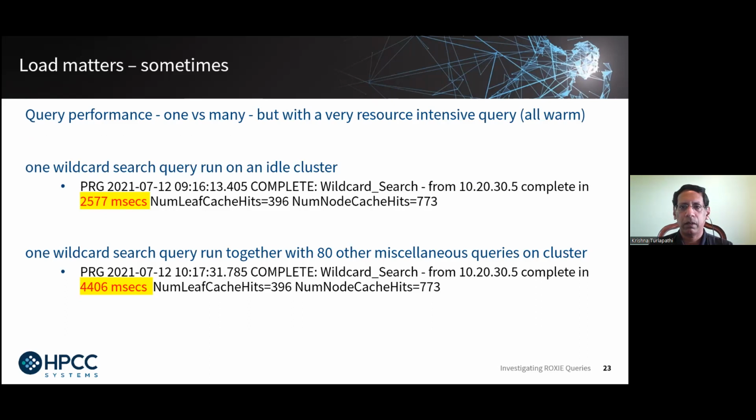Now, let's take a look at how load impacts the query performance for resource-intensive queries. When you run a single wildcard search on an idle cluster, let's say your query completes in 2500 milliseconds. Now, if you run the same wildcard query with 80 other miscellaneous queries, you can see the performance deteriorates to about 4400 milliseconds. The 80 miscellaneous queries could be a combination of simple queries, a little complex queries, could be anything, but the performance still deteriorates a little bit.